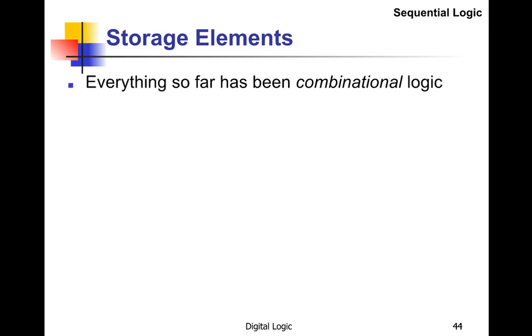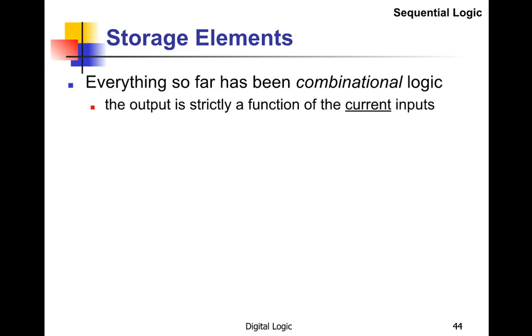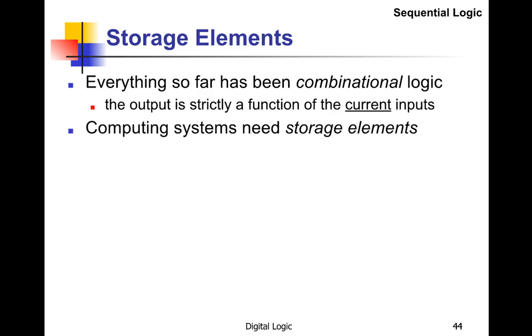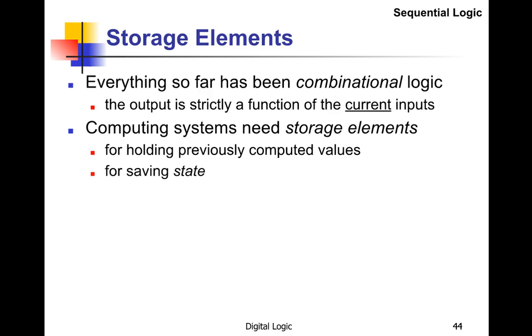So far, everything has been combinational logic, which means that the outputs depend on the current or present inputs. Only what right now matters. What you had a couple minutes ago has no effect. And in order for us to actually do things in a computer, we need to have storage elements, which means it depends on what we did before. So, holding previously computed values is used for this. We want to be able to save the state of affairs at the moment.